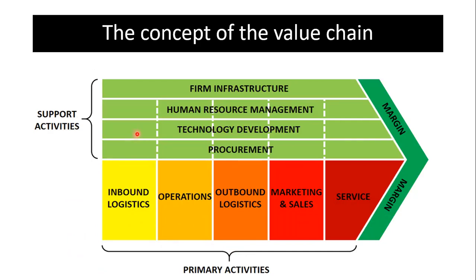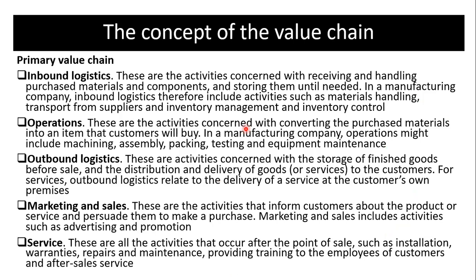And then the secondary activities include the firm infrastructure, the human resource management of the organization, technology or information technology development within the organization, and then procurement. These are seen as the secondary value chain. So essentially, it is important you create value in the primary activities first, then you look to the support activities as well. All right.